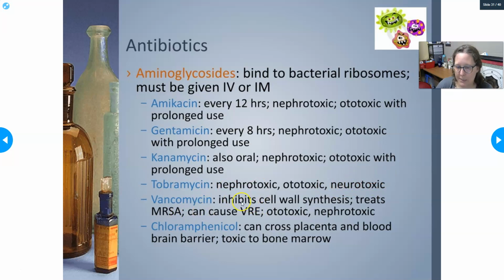Vancomycin will inhibit cell wall synthesis, so it's a different mode of action than these other aminoglycosides. It is used to treat MRSA, but a side effect can be VRE, which is vancomycin-resistant enterococcus. It is also toxic to ears and kidney. Chloramphenicol is one that can cross the placenta and blood-brain barrier. Could be useful for meningitis, right? But it is toxic to the bone marrow.